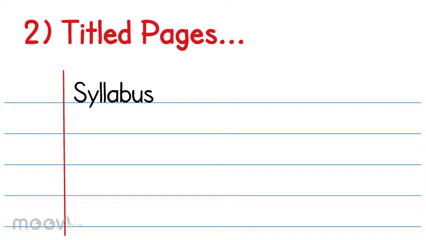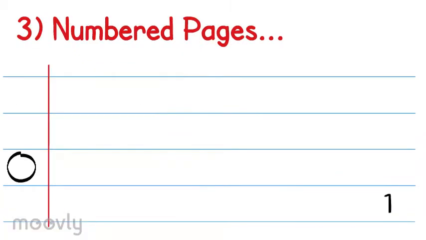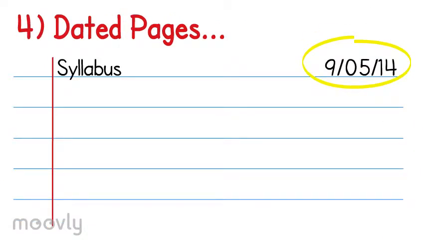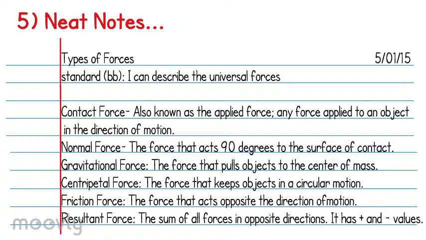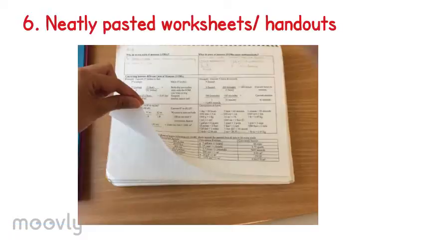Number 2, your pages need to be titled so that you know what the page is about. Number 3, your pages need to be numbered. The numbers help you find a certain page, and it would be difficult to find a page without numbering your pages. Number 4, you need to write the date for each page if your teacher requires you to do so. Number 5, you need neat notes so that you can go back to it and read it in the future. And lastly, your handouts and worksheets need to be neatly pasted in order for your notebook to maintain its shape.